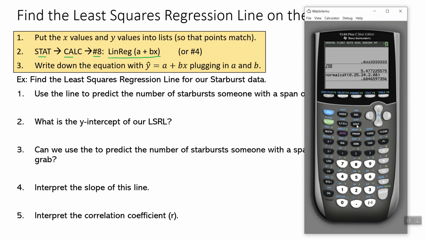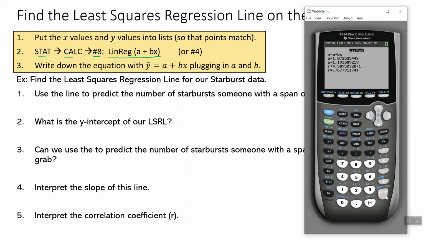So now we want to go to stat, calc, and we are going to number 8. Now I know there's another lin reg right here, that's AX plus B. We want A plus BX. All right, so we're going to press enter there. We're going to tell, say, our X was L1, our Y is L2. We don't need to worry about the rest of that stuff. And we're going to press calculate.